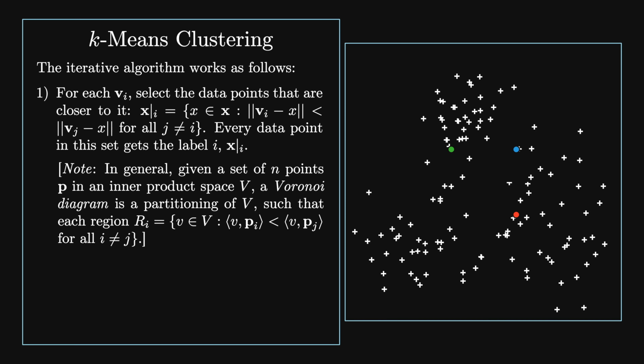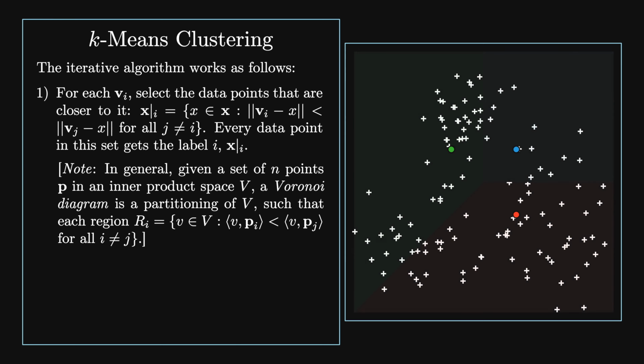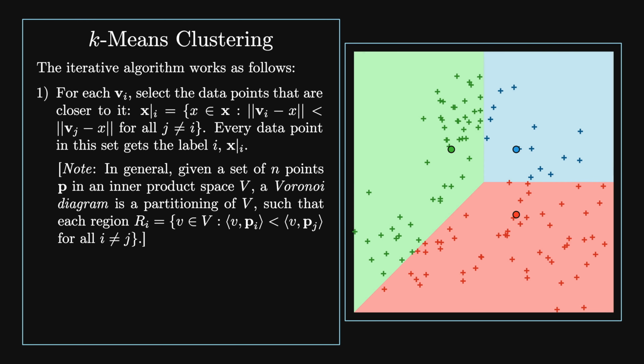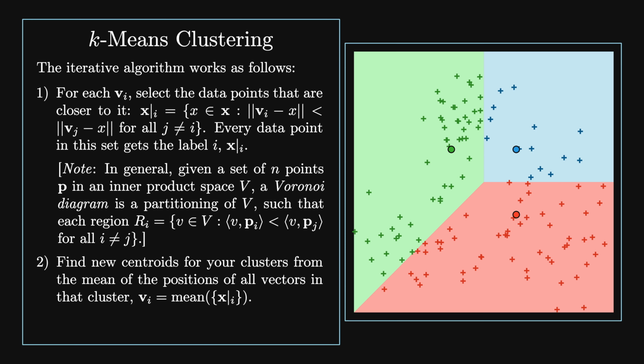Imagine there are n points in an inner product space V. A Voronoi diagram is a partitioning of V such that each region contains all points in V that are closer to one point than to any other. If we had a Voronoi partitioning of space, then all data points within a Voronoi region would gain the label of that region.